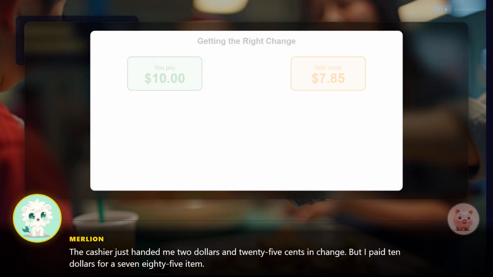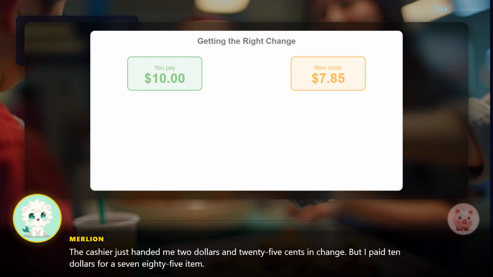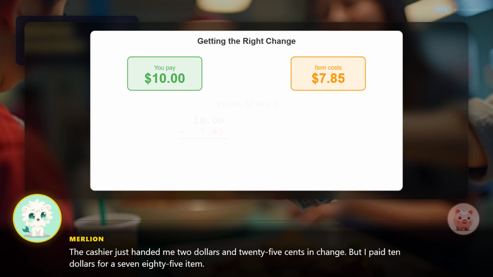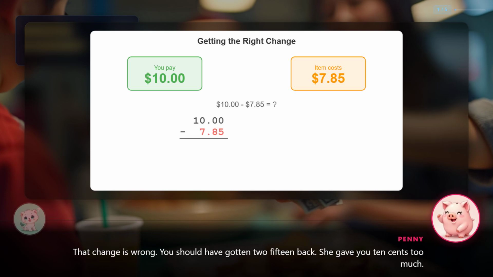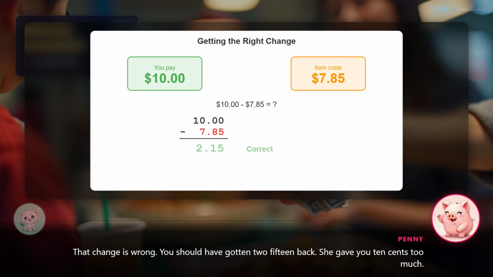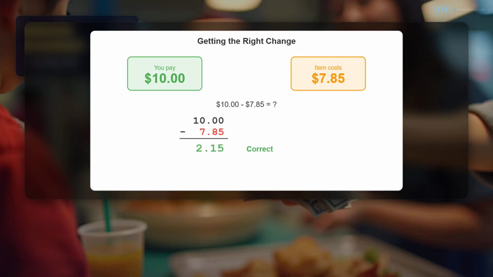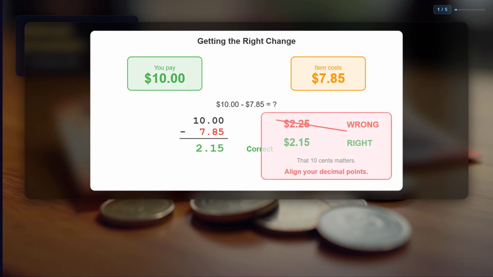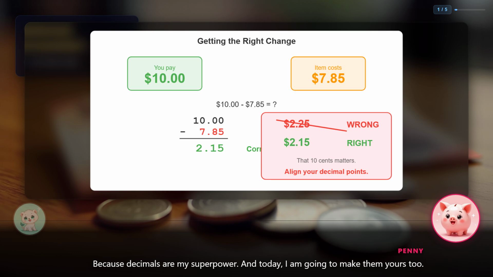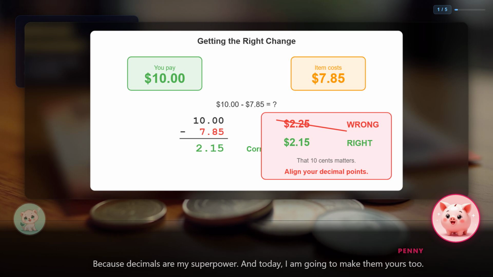The cashier just handed me $2.25 in change, but I paid $10 for a $7.85 item. That change is wrong. You should have gotten $2.15 back. She gave you 10 cents too much. Wait, how did you spot that so fast? Because decimals are my superpower, and today I am going to make them yours too.